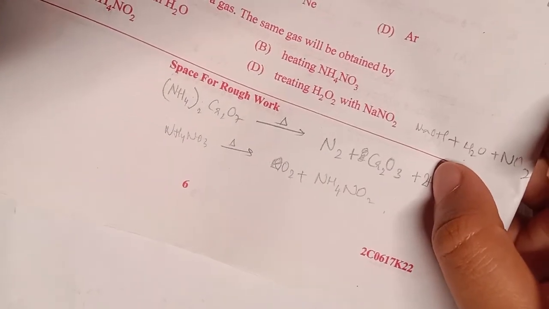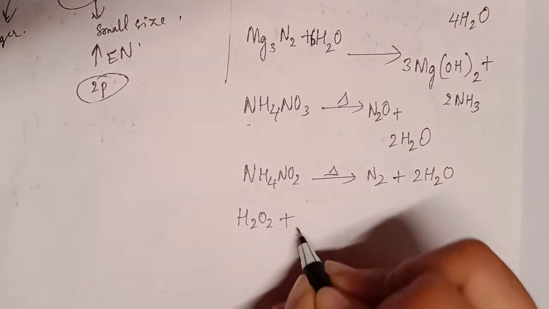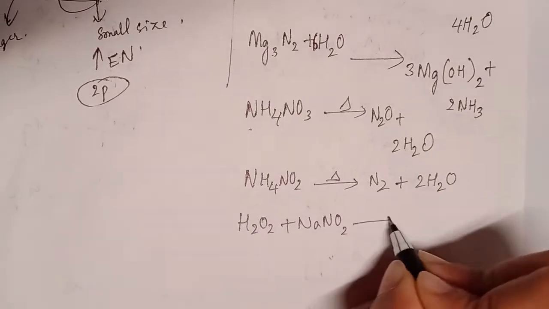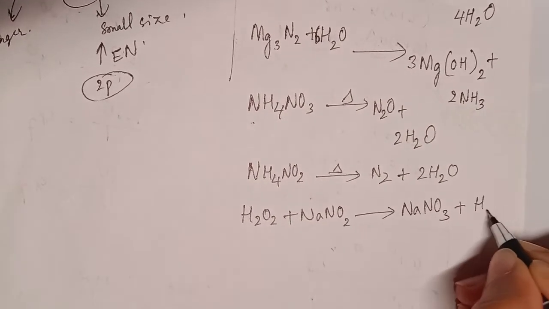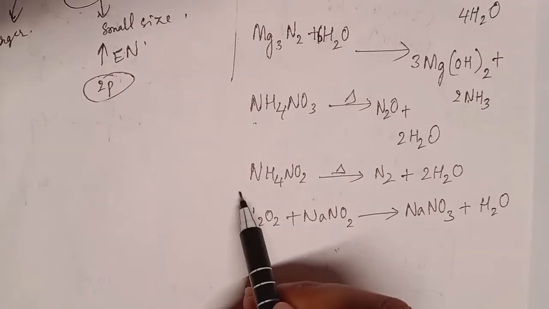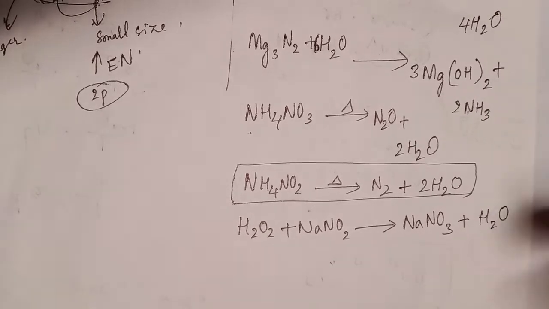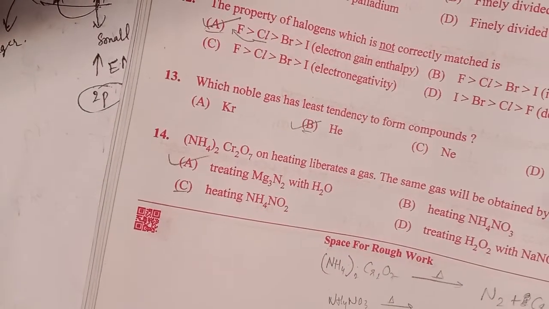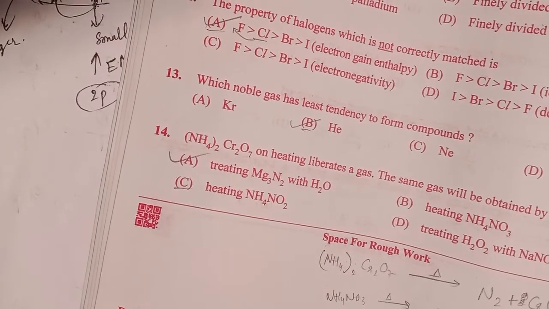Still, we'll check the last one. Treating H2O2 with NaNO2. This becomes NaNO3 with H2O. So the right answer is option C. We have to check all the options for this type of question, and we have to draw the reactions to find all the products formed also.